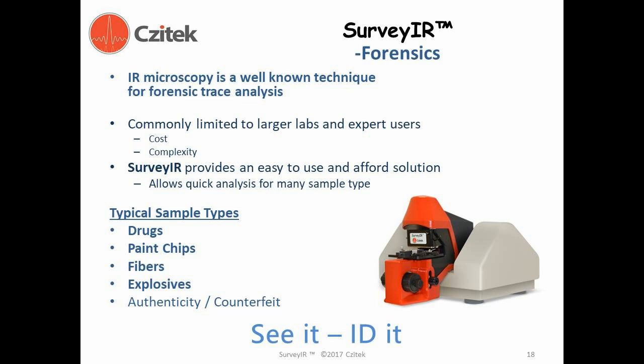SurveyIR brings FTIR microspectroscopy to smaller forensic labs with tighter budgets and out into the field to provide field-based microspectroscopy identifications. Typical forensic sample types include narcotic drug mixtures, paint chips from hit-and-run accidents, fiber trace evidence left at the scene of a crime, and explosives, including homemade explosives. Closely related and using similar methodology to criminal forensics is the determination of authenticity or counterfeit products.